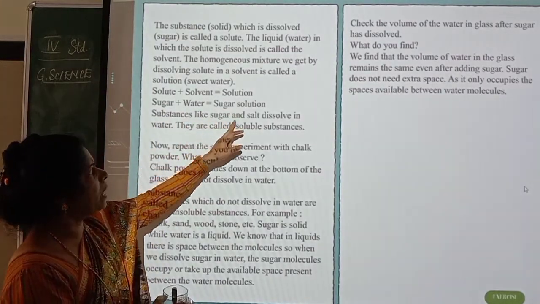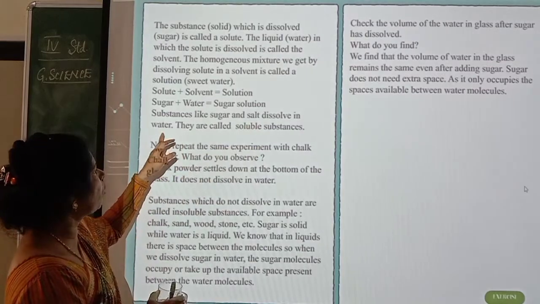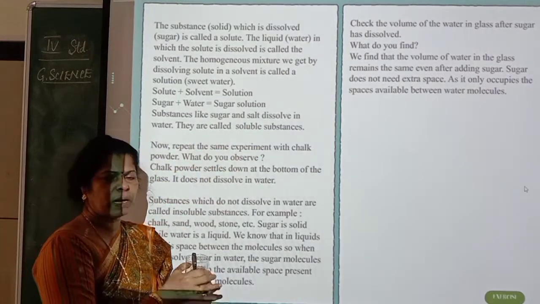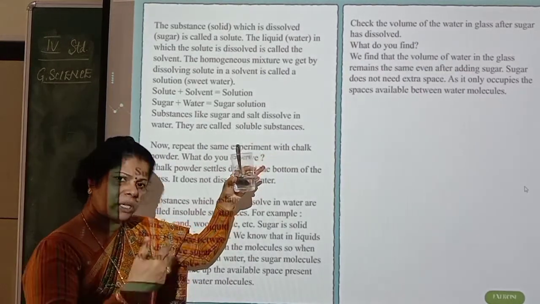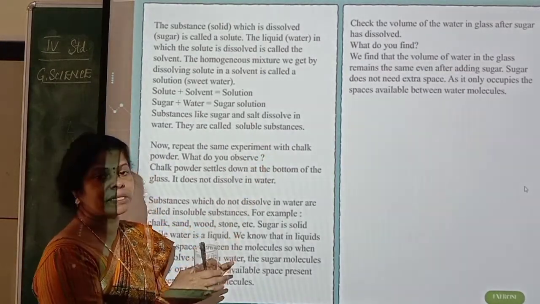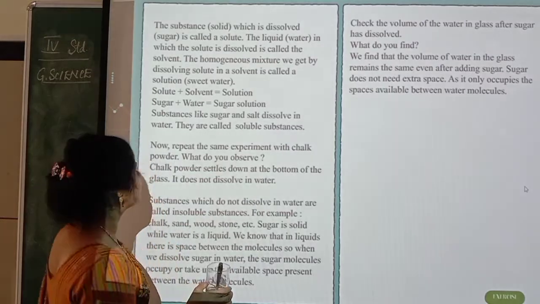Substances like sugar and salt dissolve in water, they are called soluble substances. See, because you are not able to see sugar at all. So it has already dissolved. That is why you call them soluble substances.